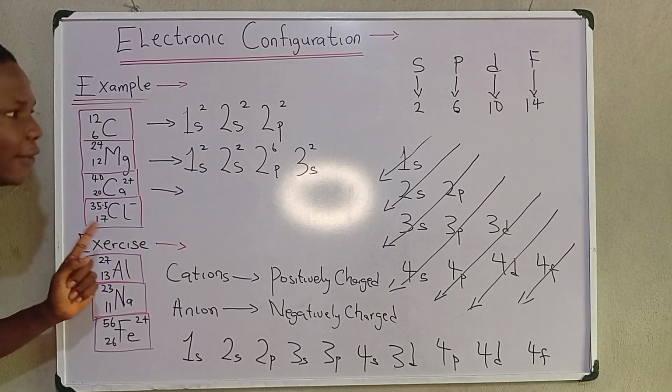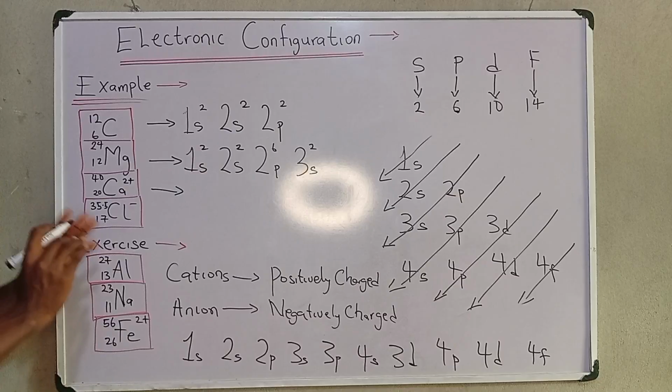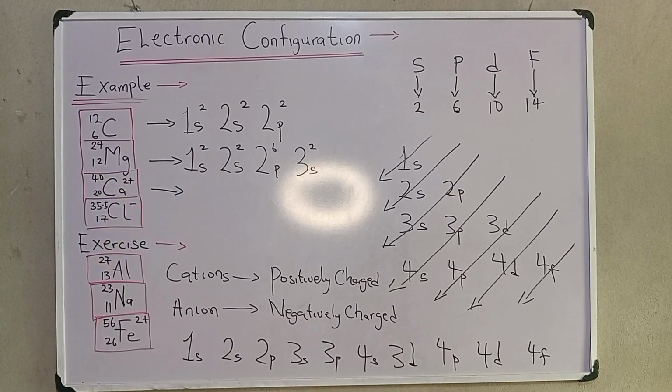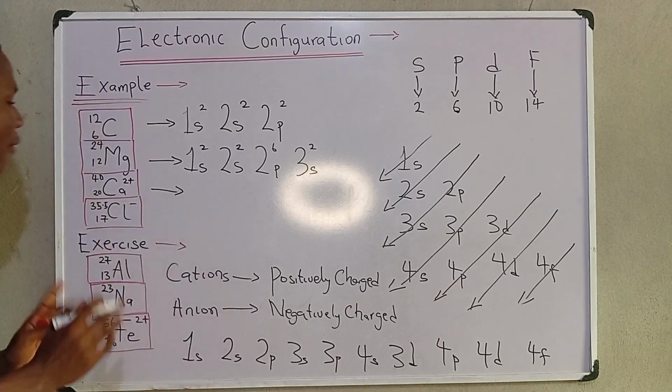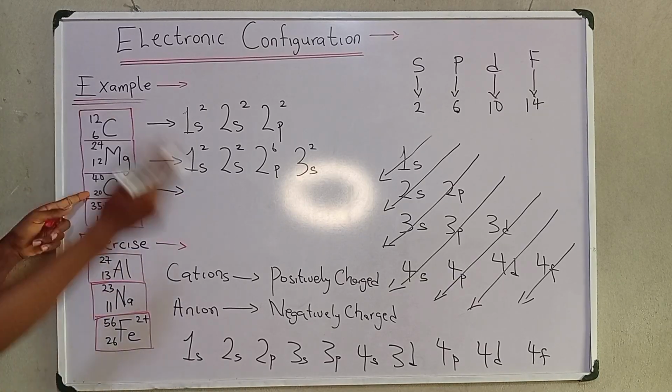Now, first of all, if you are writing an electronic configuration of something like this, first ignore the charge. Behave as if you didn't know that charge was there. Just write the normal electronic configuration, which is what? 20 electrons, right? Number of protons is equal to number of electrons.